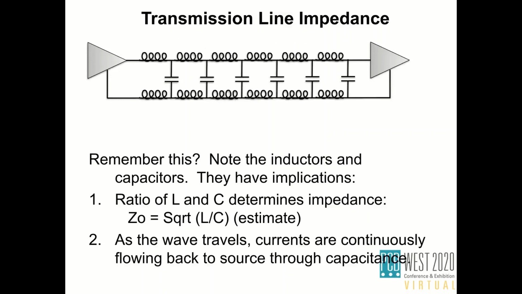Remember this? Note the inductors and capacitors, and they have implications. So besides being a transmission line model, they actually determine the impedance. The ratio of the inductance and the capacitance determines the impedance as Z0, which, simplified, is roughly the square root of L over C. As the wave travels, the currents are continuously flowing back to the source through capacitance.